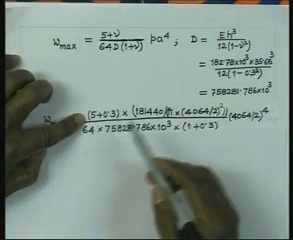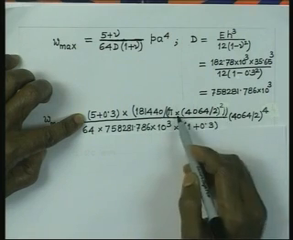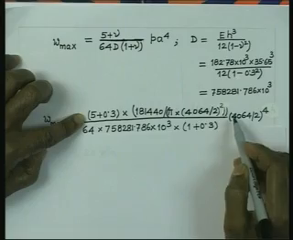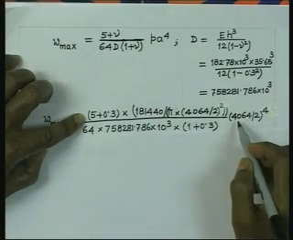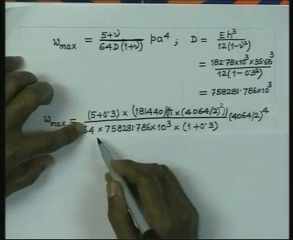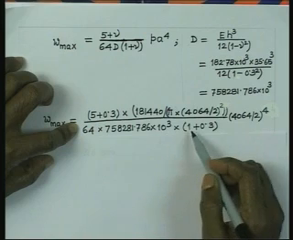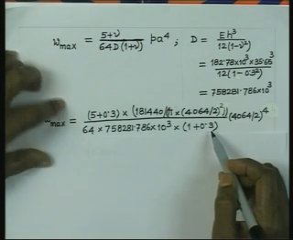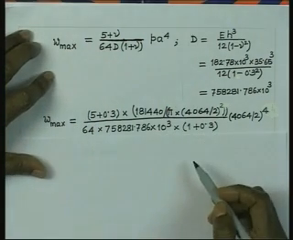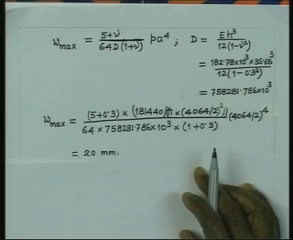If we now substitute the values, we have 5 plus 0.3 for nu, and this p is given by total load divided by the area, which is pi r square, and r raised to the power 4, and we have 64, the D value is given here, 1 plus nu is 1 plus 0.3. Once we simplify this, it gives us a value of 20 millimeter.